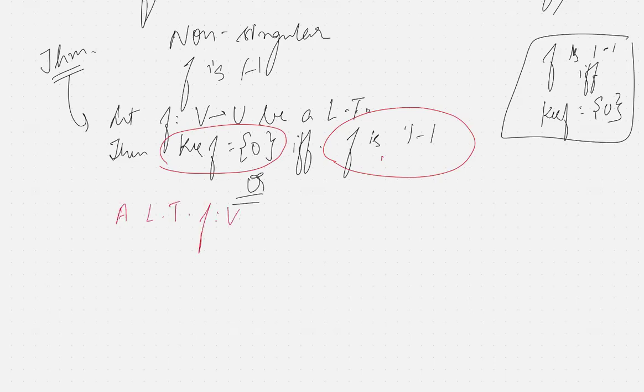Non-singular if and only if f is 1-1. Kernel f equal to 0 actually means non-singular. Okay. So let's prove the first one. The second one is also the same actually.